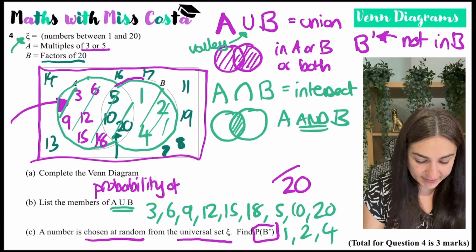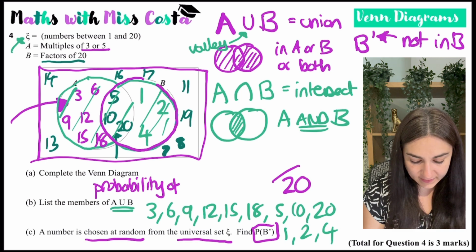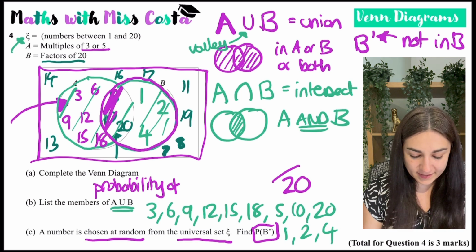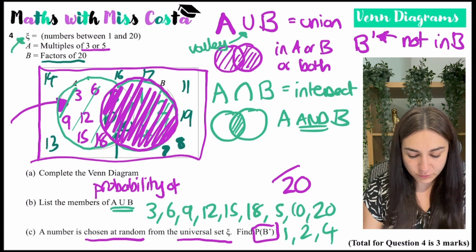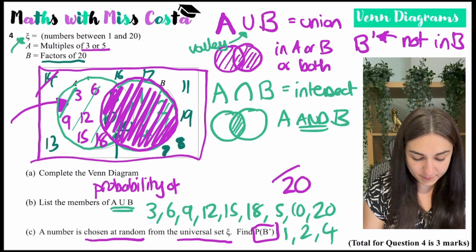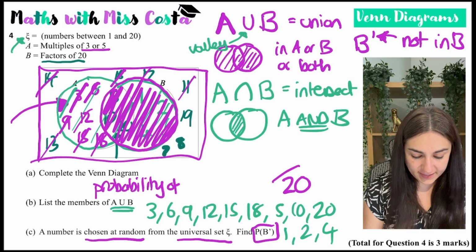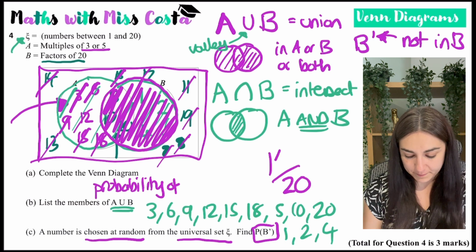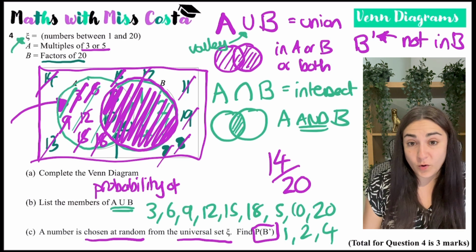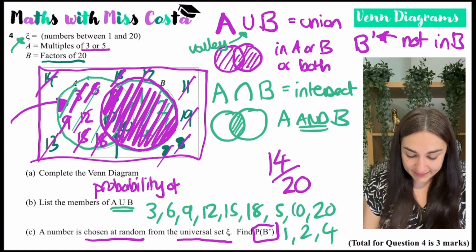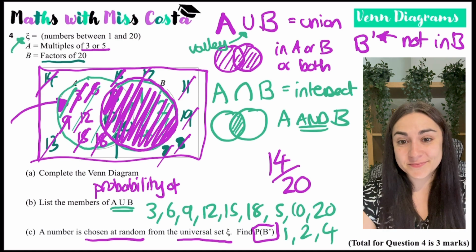So B is over here. I want the probability that a number is not in B, so I can just cross those out. And then what am I left with? I'm left with 1, 2, 3, 4, 5, 6, 7, 8, 9, 10, 11, 12, 13, 14 numbers. So the probability of a number not being in B is 14 over 20.